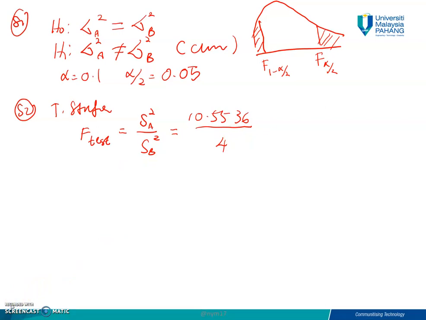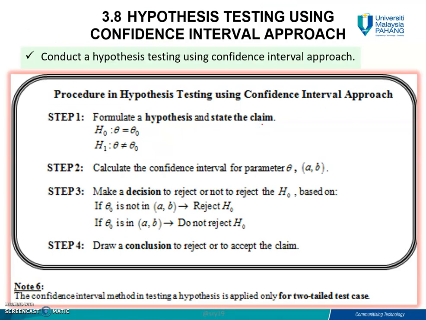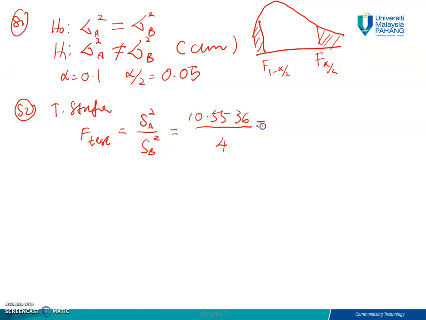So here your answer will be 2.6384. Again, I strictly mention 4 decimal places everywhere. Otherwise, I will deduct 1 mark overall. So this is your F test.